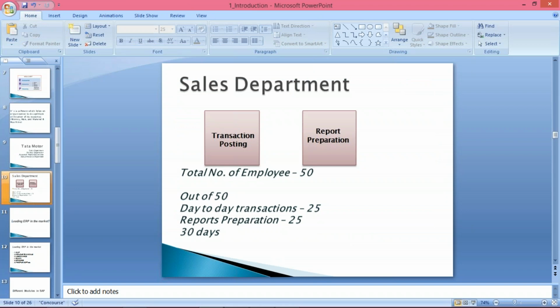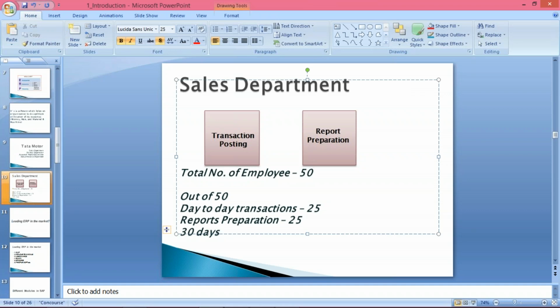For this, we are going to prepare a customer aging report. It shows how many customers have not made payment even after crossing this 30 days, and in that also, how many customers have crossed the 30 days.